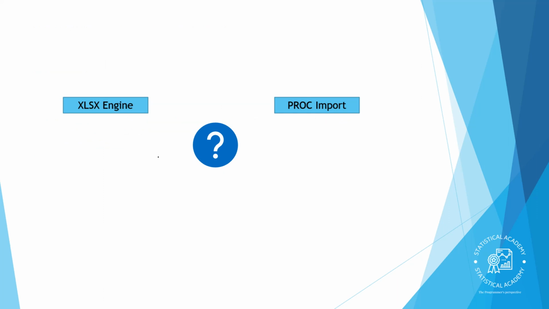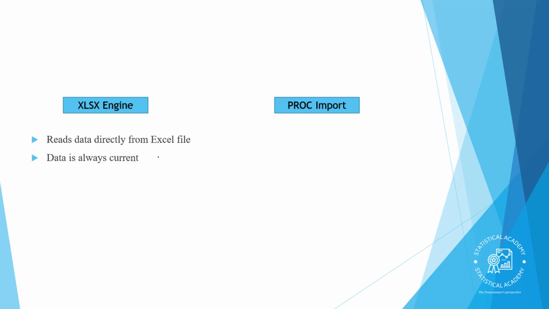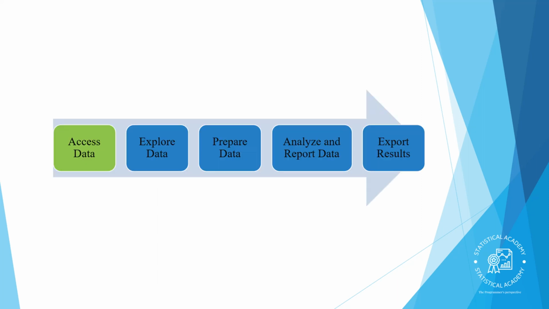So what's the difference between using the ExcelSX libname engine and PROC import to read Excel data in a SAS program? The ExcelSX libname engine reads data directly from the Excel file. So a program that references the Excel library will always use the current data. PROC import creates a copy of the Excel file, that is a snapshot in time until the PROC import step runs again.